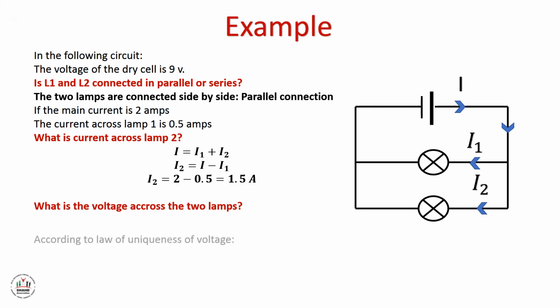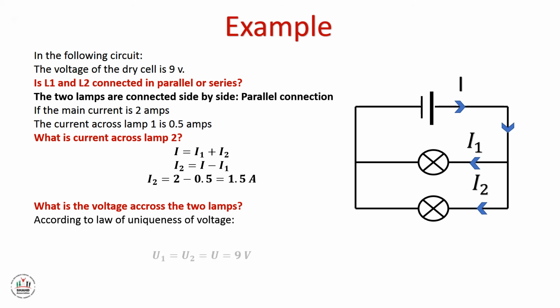Now, what is the voltage across the two lamps? In the parallel connection, we have the law of uniqueness of voltage. Then U1 is equal to U2 is equal to U, which is 9 volts.